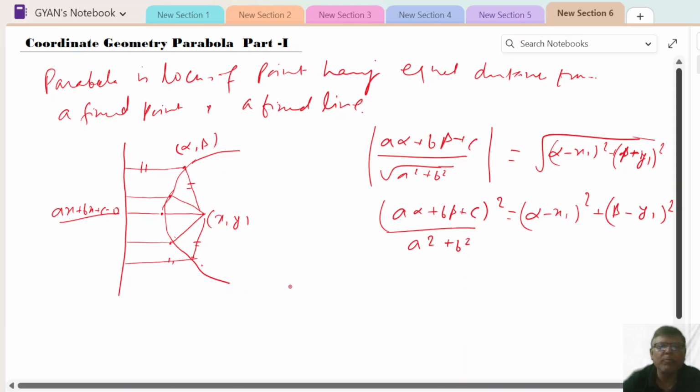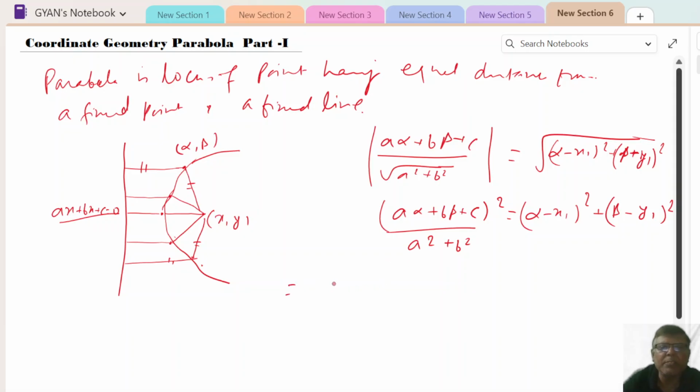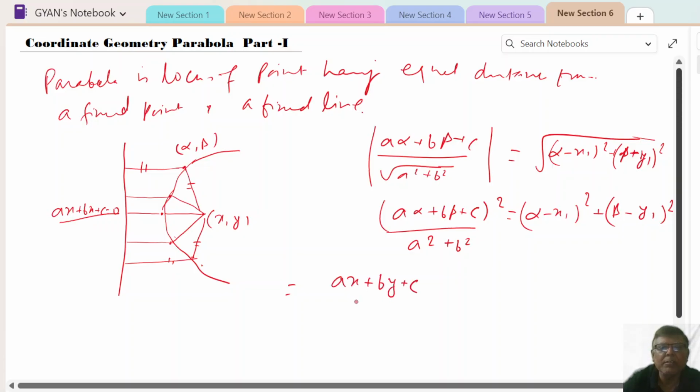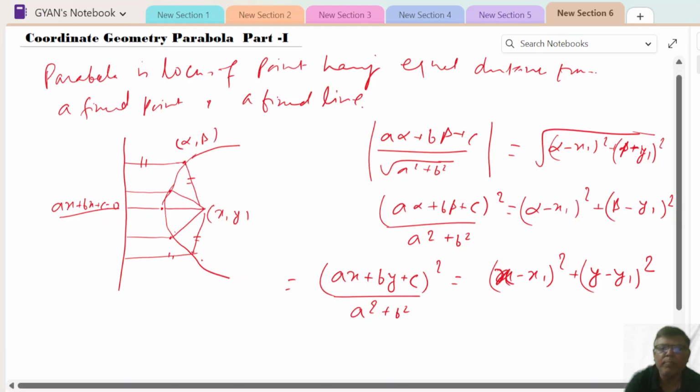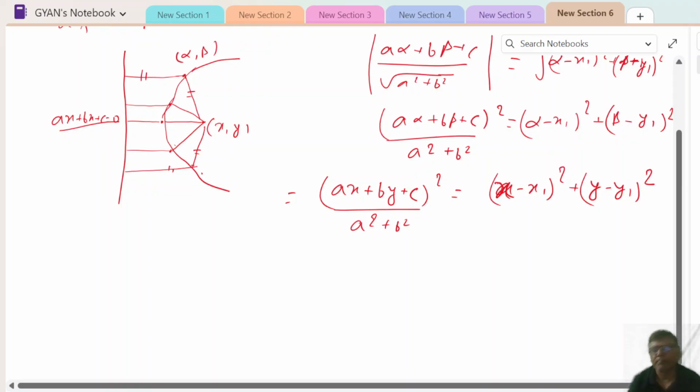Now replace alpha, beta with x, y. So (ax plus by plus c) the whole square divided by (a square plus b square) is equal to (x minus x1) the whole square plus (y minus y1) the whole square. So this is the general equation of a parabola.